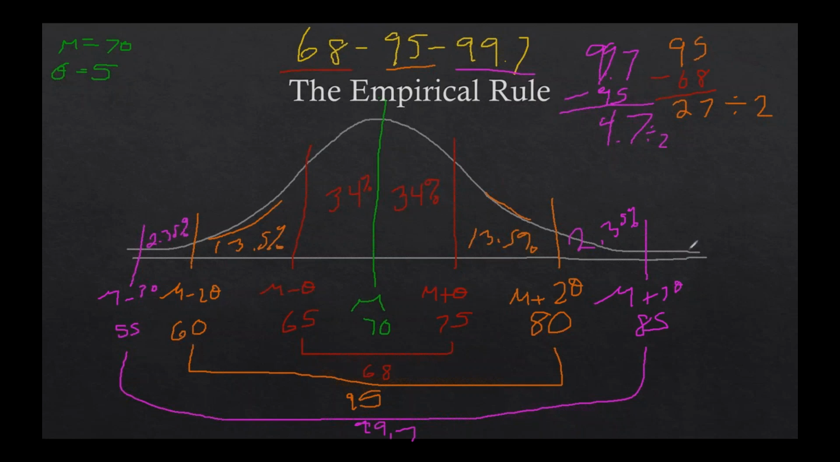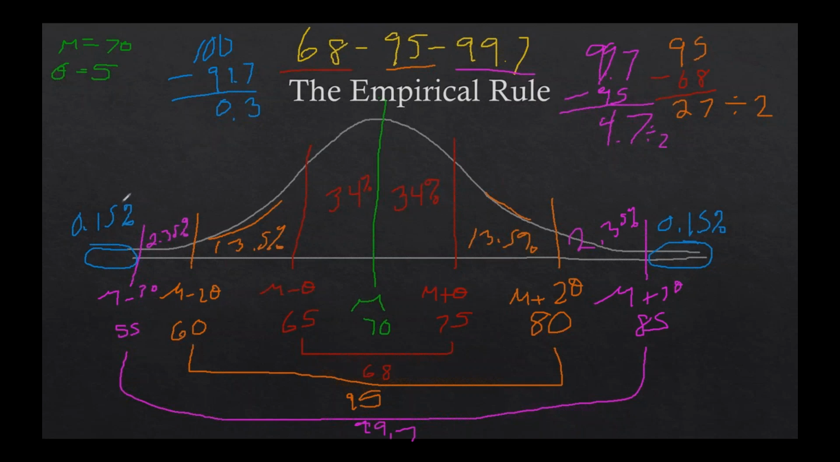Okay, now the last piece is that you'll notice we have what I call the wings. So the pieces out here, because you can score less than a 55, you can score higher than an 85. The whole thing, remember, is 100%. And we know that 99.7 is taken care of purple to purple, so I've got 0.3% left, meaning 0.15% is left in each wing. We call these unusual. That's 0.3% of the data. It's very unusual to fall outside of 3 standard deviations of the mean.